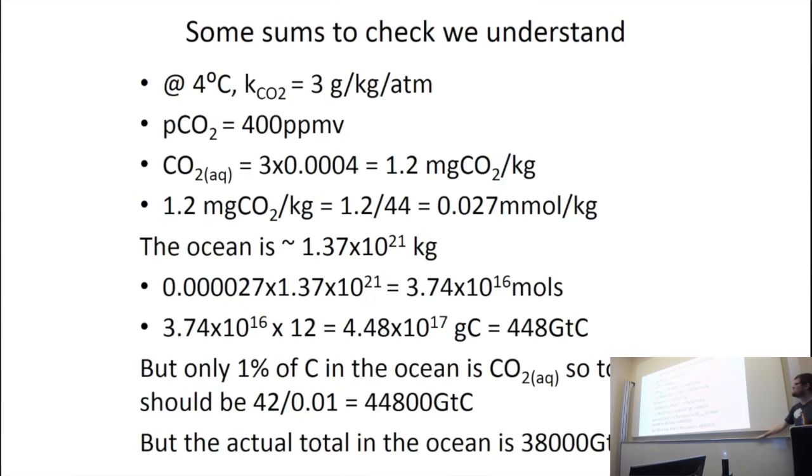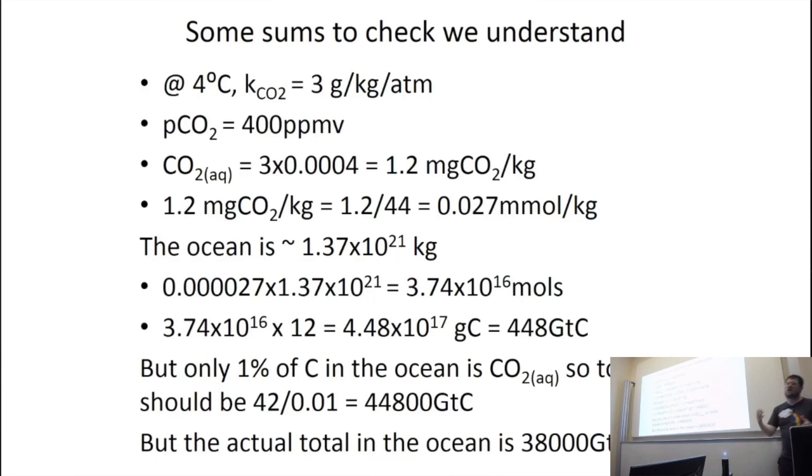To keep it in SI units, we all like those. If we know the concentration and the mass of the ocean, we're assuming that all of the ocean is 4 degrees C and it's all equilibrated with the atmosphere, but these are rough and ready calculations. We can then multiply the concentration by the mass of the ocean to work out how many moles of carbon dioxide there are. Then we can also work out the mass of carbon.